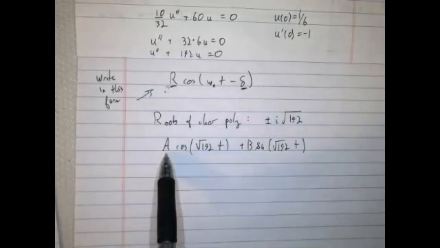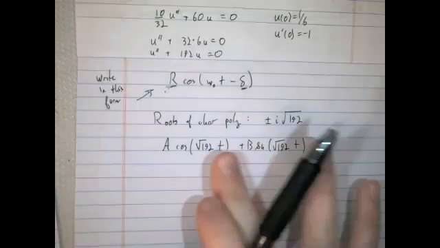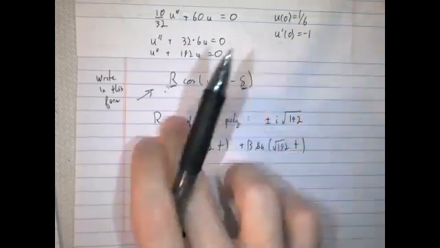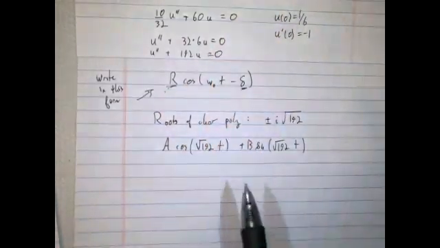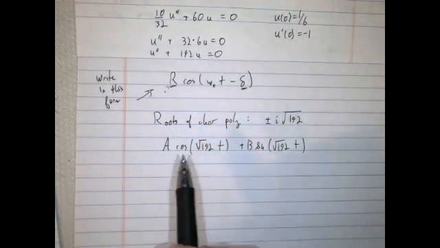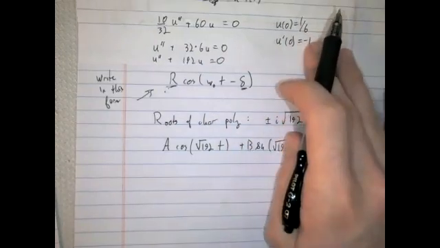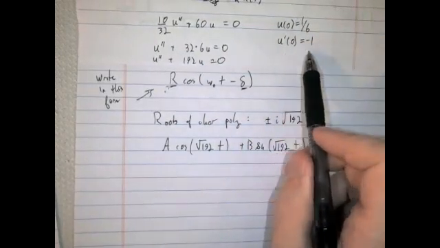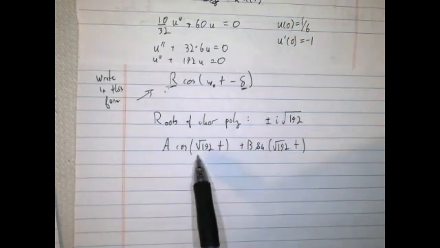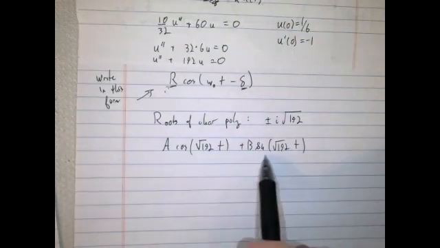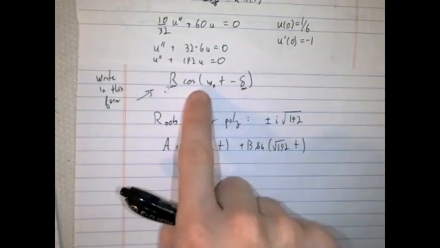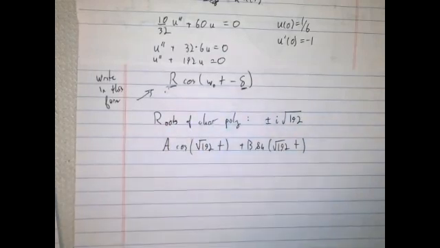So I think it's easier to find A and B first in this form, and then make the change of coordinates afterwards. In particular, here what we need to do is plug in our initial data. It's easier for me to compute derivatives with these things than it is for me to compute derivatives with this thing, just by a little bit.